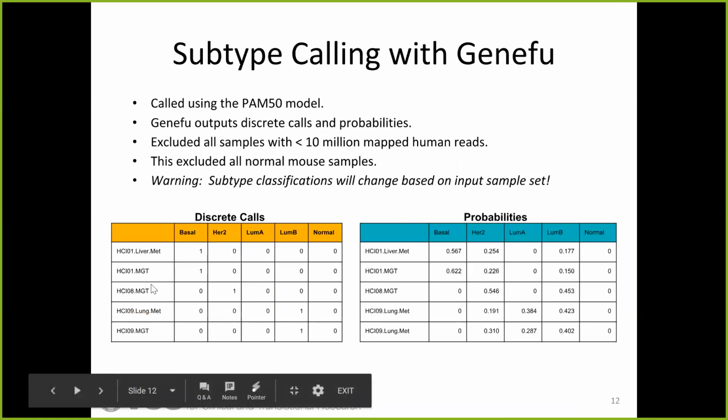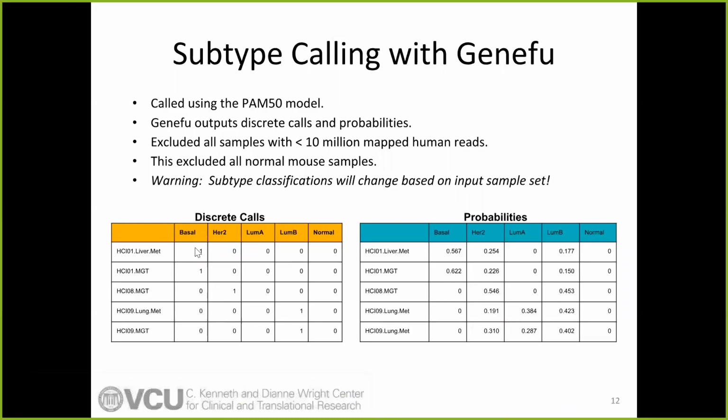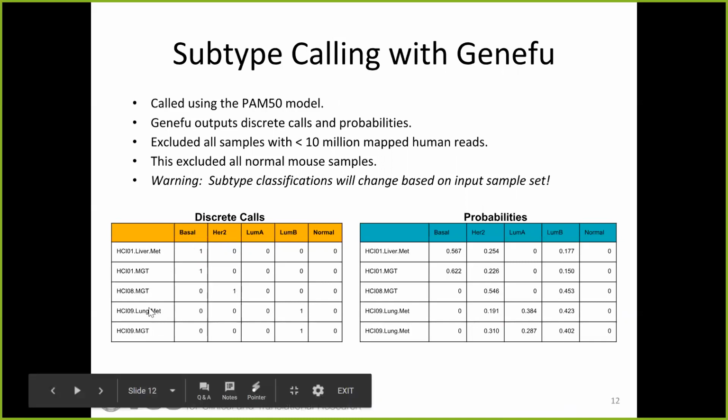Down here, I know it's a little small, I should have made the font bigger. Here we have the discrete calls. Our HCI01 PDX models were classified as basal, which is what we expected. HCI08 was our one HER2 that we knew was HER2, and it got correctly classified as HER2. And then the HCI09s we knew were luminals, and they were classified as luminal B.